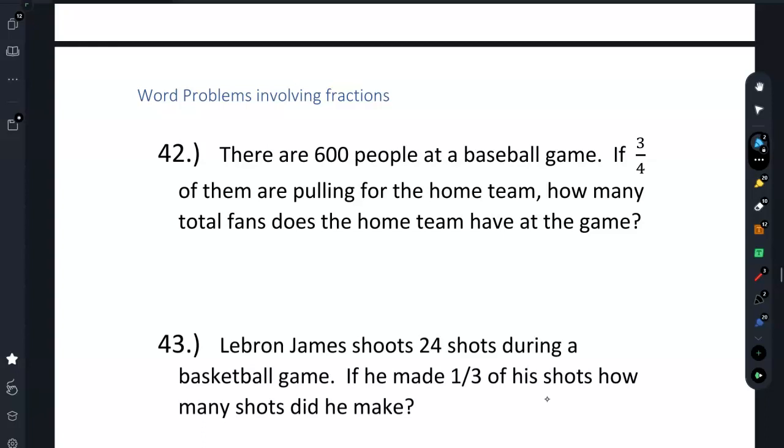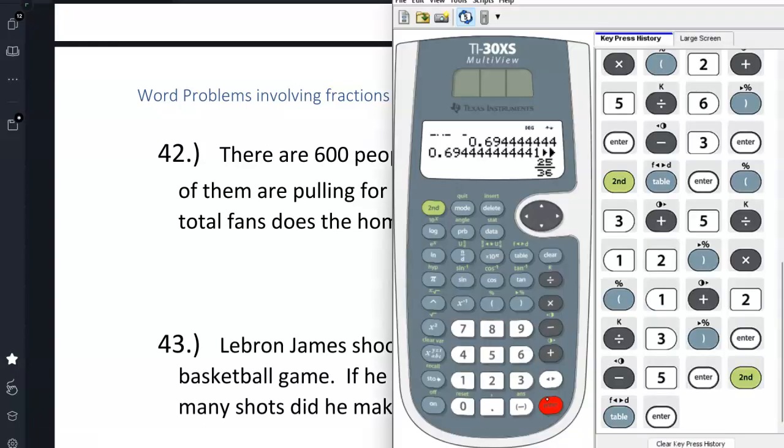So if there are 600 people at a baseball game, and 3/4 of them are pulling for the home team, how many total fans does the home team have at the game? So anytime that we're looking for a fraction of a whole, so the entire audience at the baseball game is 600, and I need to figure out what is 3/4 of 600. Anytime that's your scenario, we're just going to multiply.